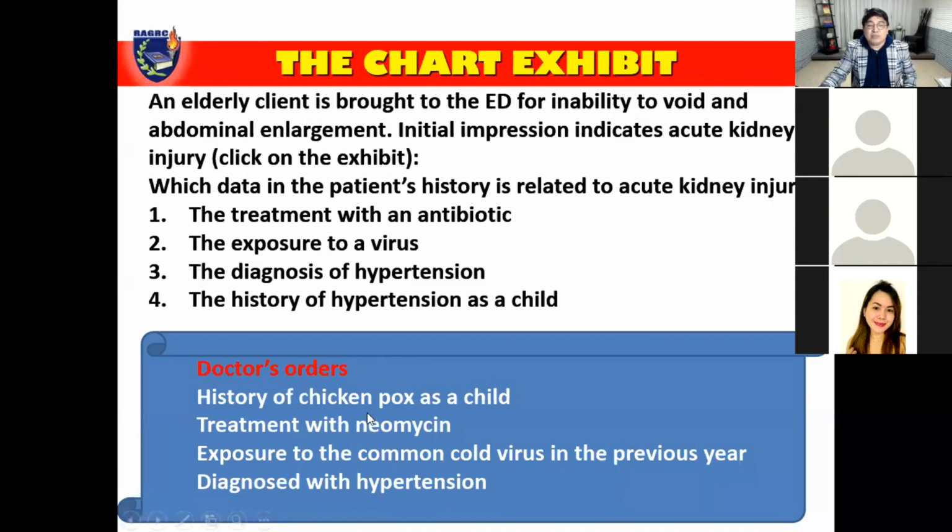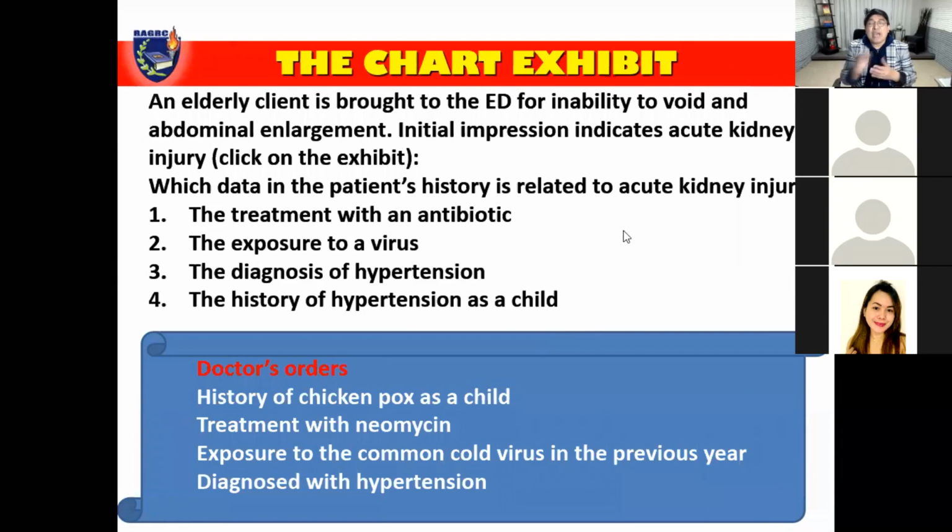Okay, so treatment with neomycin, we can consider that. Exposure to common colds virus in the previous year. Once again, this is already history. Diagnosed with hypertension. Okay, you're left with these two options. Now, if the diagnosis of hypertension occurred as a child, this could be chronic hypertension, which could potentially have injured the kidney acutely.